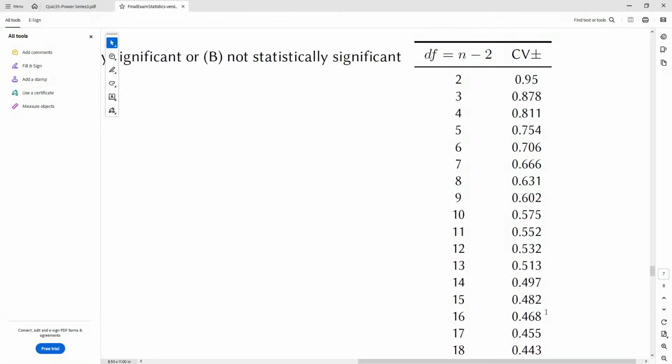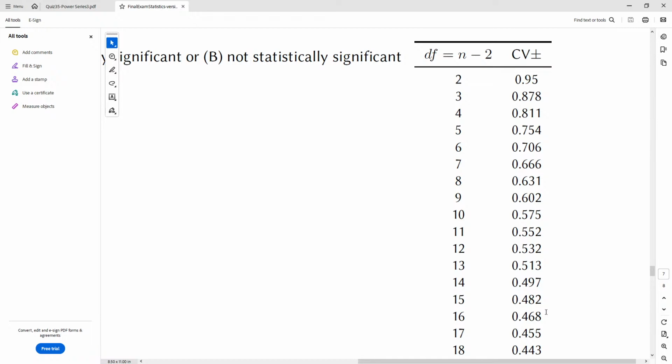Now the critical values, I believe that this is for a 95% confidence interval. In other words, 5% alpha level. I'm not sure if the one on Newton has more columns than this, but this is sufficient for us for now. So I'm going to go down and find 9 degrees of freedom, and I get 0.602 is the critical value. So let me write that down. Critical value is plus or minus 0.602.